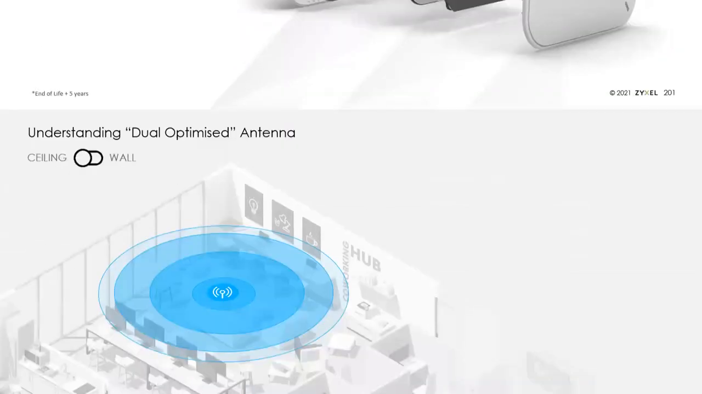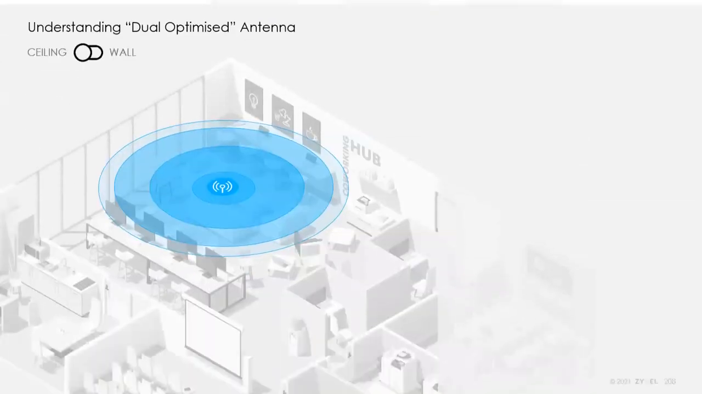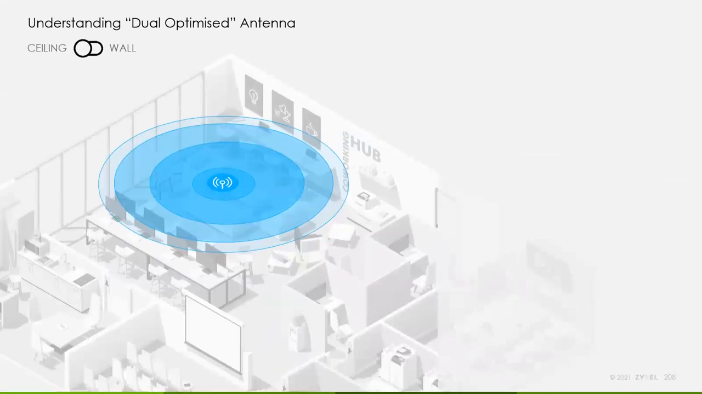So we've got another technology here. It's called dual optimized antennas. So basically your traditional access point is designed to be mounted on a ceiling, pointed down, and the antenna is designed to spread that signal out as far and wide as it can. It's sort of an umbrella type pattern. It works great in most cases, provided you can mount your AP on the ceiling. A lot of times though, you can't. You end up having to mount it on walls or other surfaces.